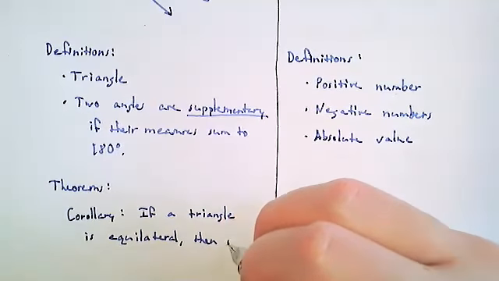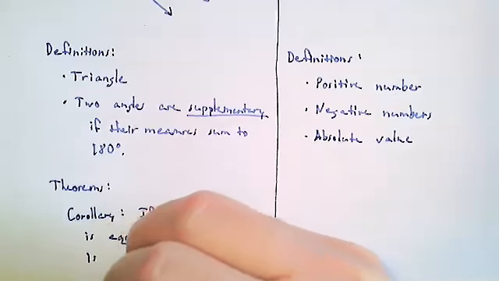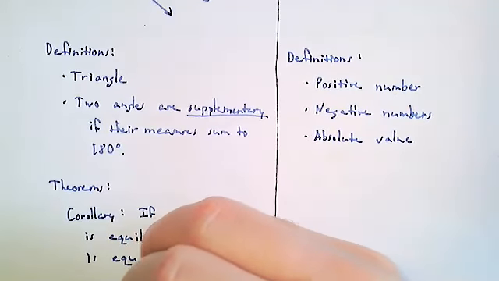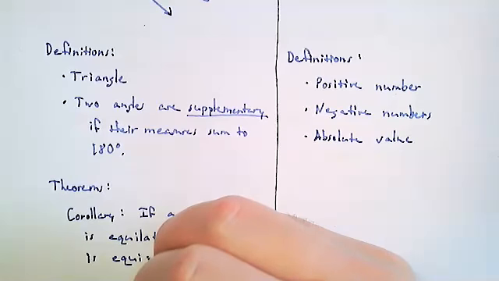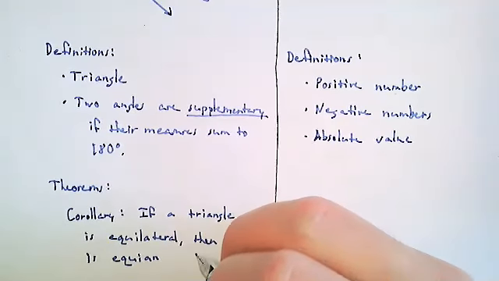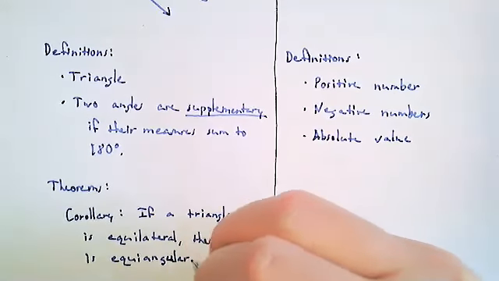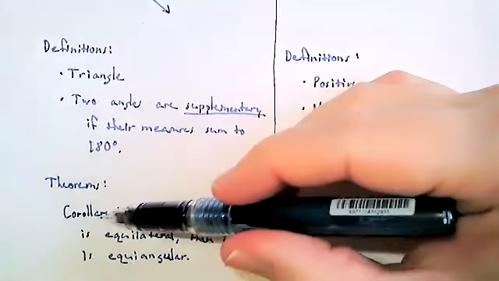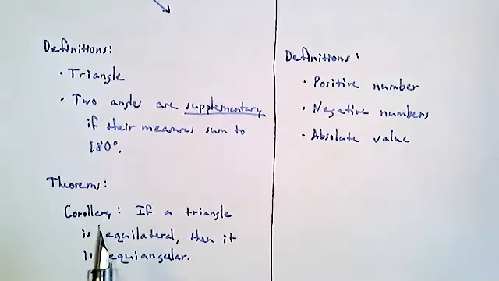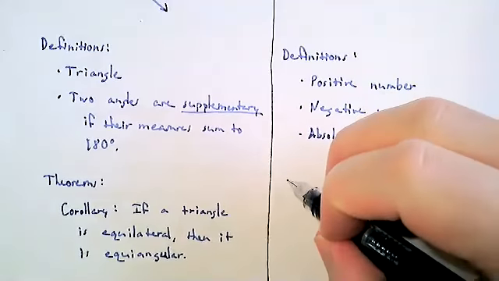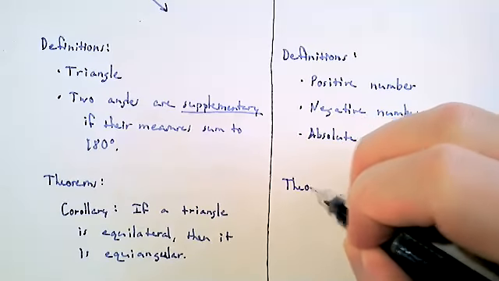then it is equiangular, meaning all of its angles have the same measure. So like I said, this is a corollary to the other theorem because it would be easy to prove this one was true if you knew the other theorem already. We won't prove it right now, but we could.